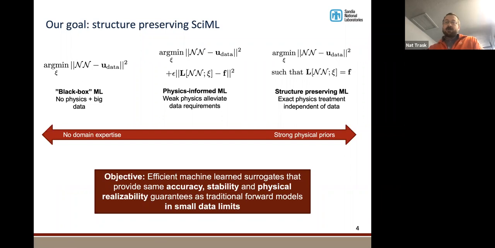And that these properties hold even if you have a single data point, right? So you're not relying on things like universal approximation theorems or so on in order to extract a good data-driven model.